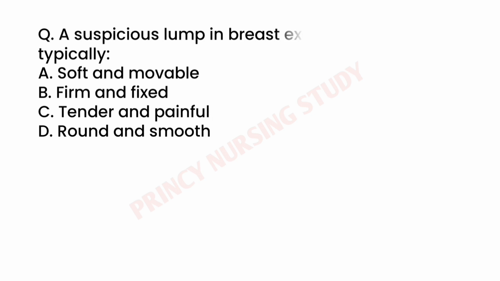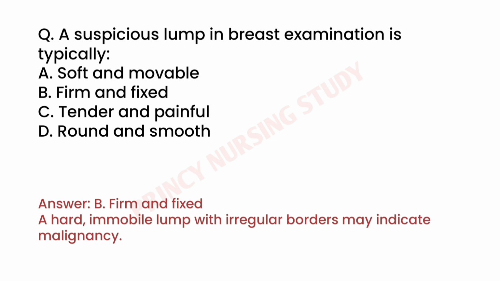Next question. A suspicious lump in breast examination is typically... Correct answer is B. Firm and fixed. A hard, immobile lump with irregular borders may indicate malignancy.